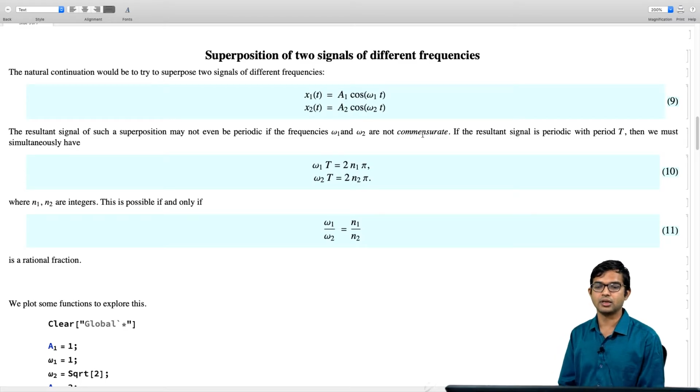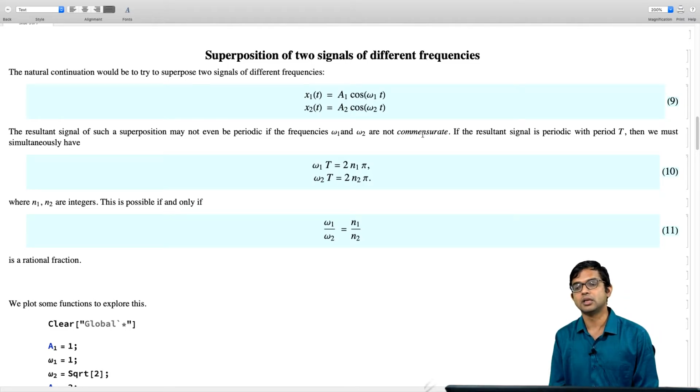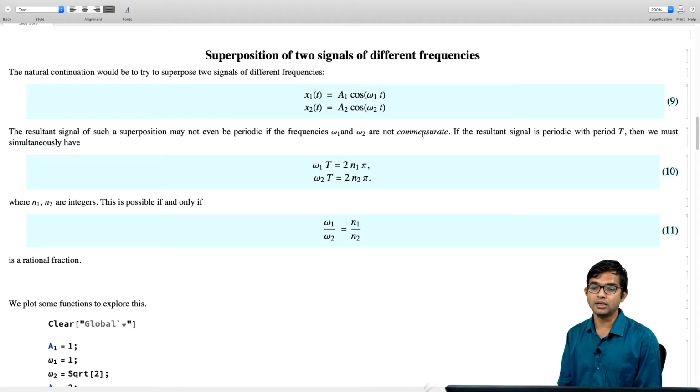then indeed the resultant signal is also periodic, with period T, which you can find. It's like finding the least common multiple of these two frequencies, right? So omega 1 T is equal to 2 n1 pi, and omega 2 T is equal to 2 n2 pi, where n1 and n2 are integers.